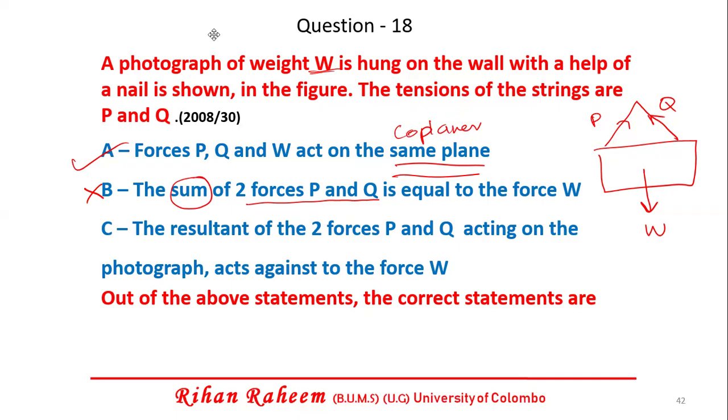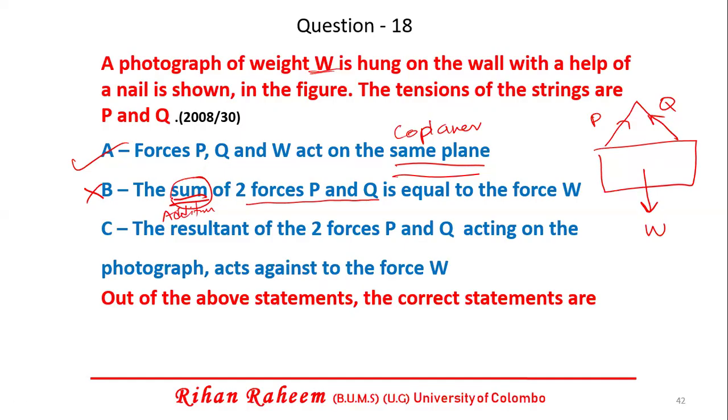Earlier we did this question, then I showed you the three concepts related to it. The resultant of forces P and Q. Separately, you have to find the resultant of this. That will be equal to the force W and opposite in direction. Equal in magnitude and opposite in direction. But because they use the word sum or addition, that statement becomes totally wrong.